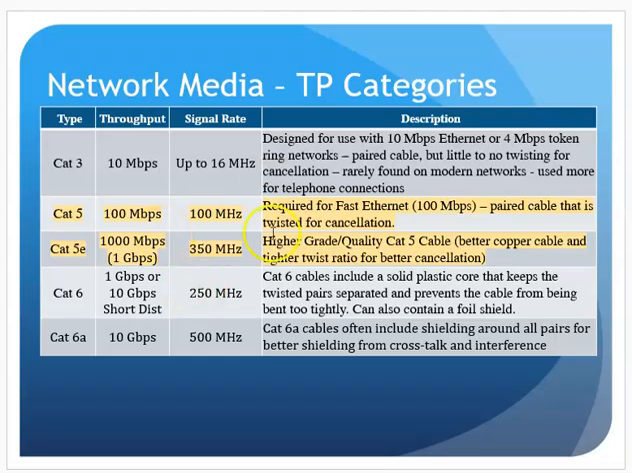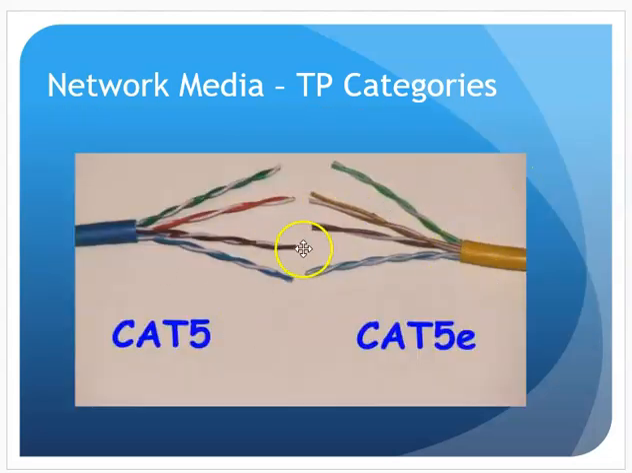With my category 5, I'm now able to do 100 meg, and they eventually made it so well that it got an enhanced rating, category 5E enhanced. This was actually able to handle gigabit speeds, your 5E over here. When you look at them in general, you don't really see any difference. That's why the labels on the side become really important.